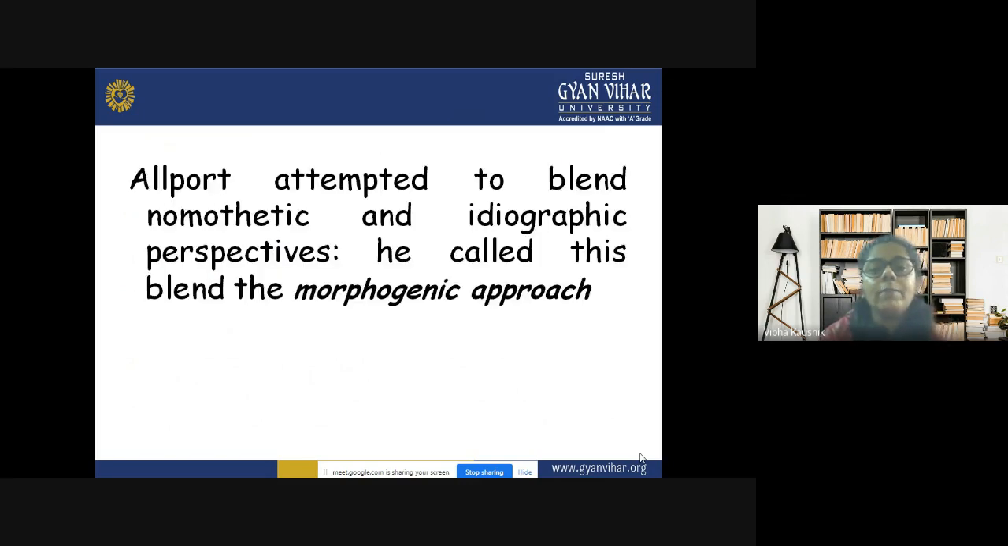Allport attempted to blend nomothetic and idiographic perspectives. He called this blend the morphogenic approach.